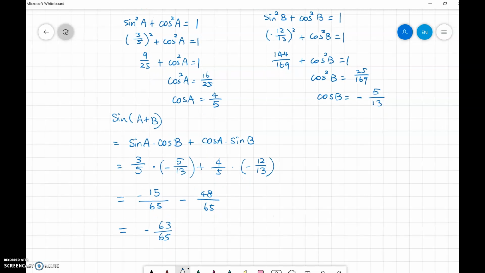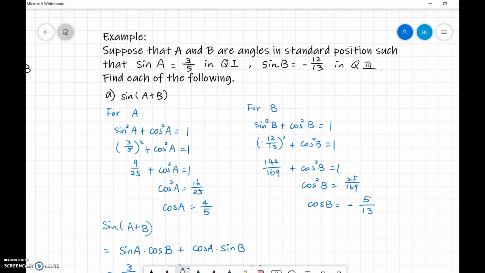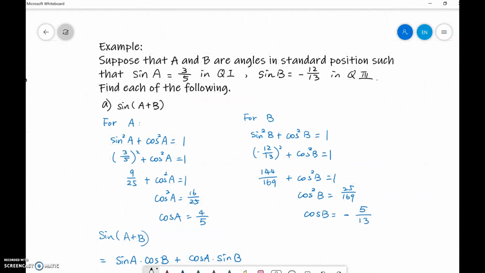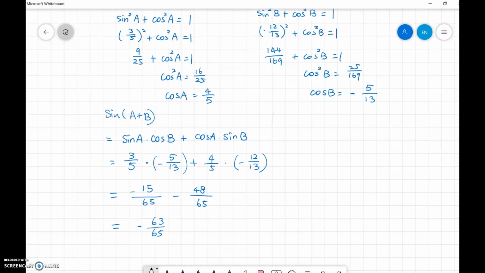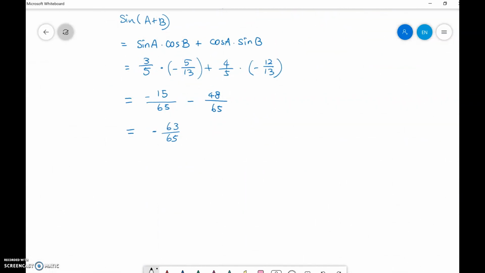The second question, part B, we want to find tangent of A plus B. So to find the tangent of A plus B, I need to find tangent of A and tangent of B.